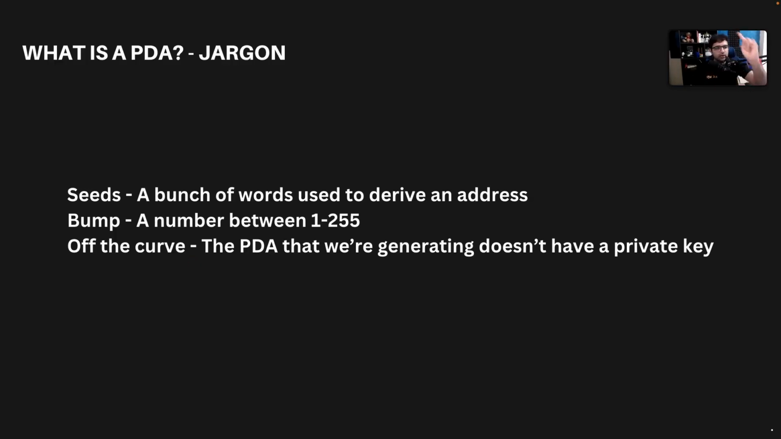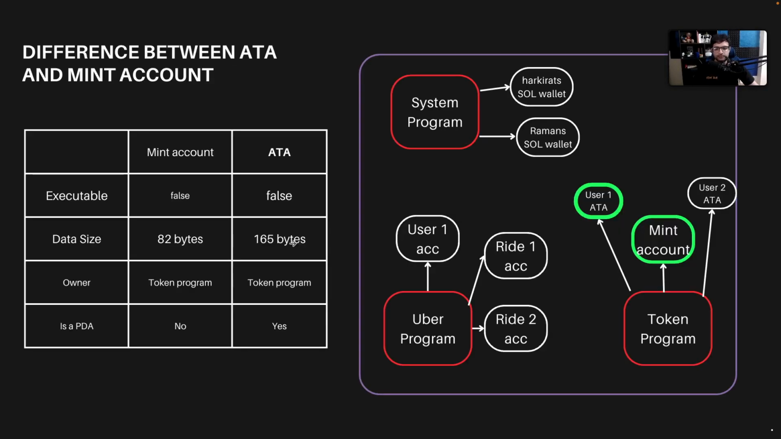If this is the ED25519 curve, there are some points on this curve. Those points have a public and a private key. What does off the curve mean? That the program derived address that we are generating, as I said, I'm saying this again and again, this is a program derived address. This doesn't have a corresponding private key. It only has a public key.